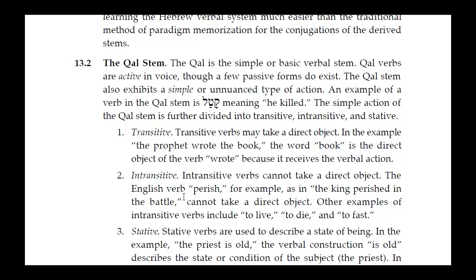Now, intransitive verbs cannot take a direct object. The English verb, for example, perish, doesn't require a direct object. For example, the king perished in the battle, and it can't take a direct object here. All you have is a prepositional phrase there. Other examples of the intransitive verb include to live or to die or to fast, etc. And so those are called intransitive verbs. They cannot take a direct object.